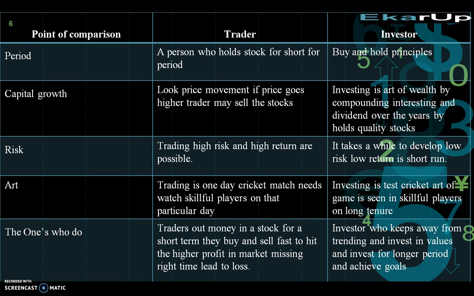Traders make money in stock for the short term; they buy and sell fast to hit higher profit. In trading, missing the right time leads to loss. In case the trader does not book the profit at the right time, he is going to face the loss. Whereas an investor keeps away from trending, invests in values, invests for a long period, and achieves his goals.